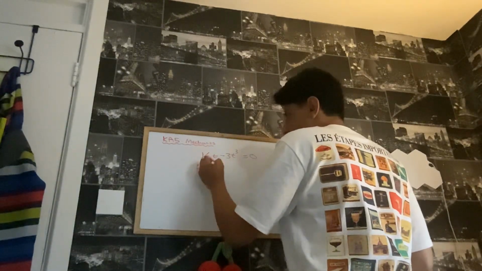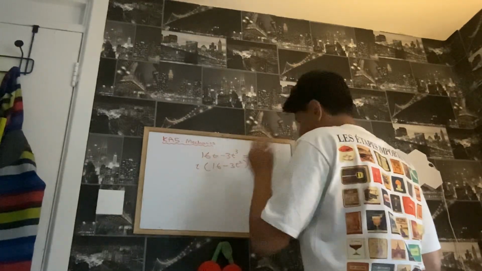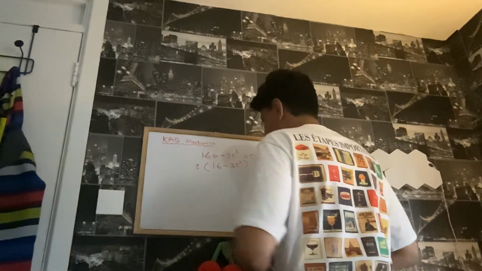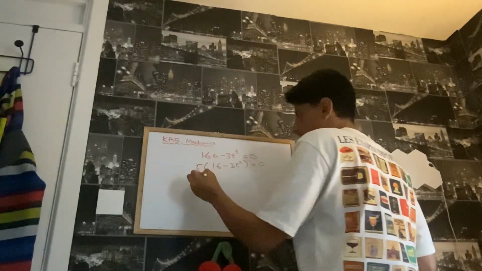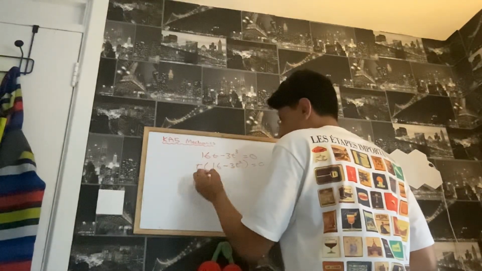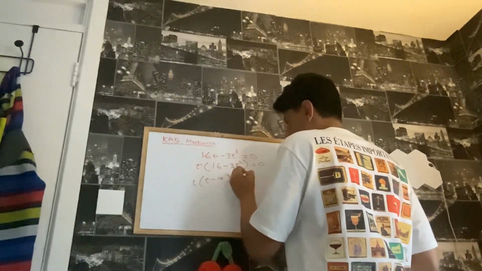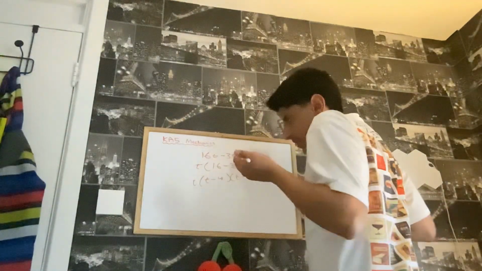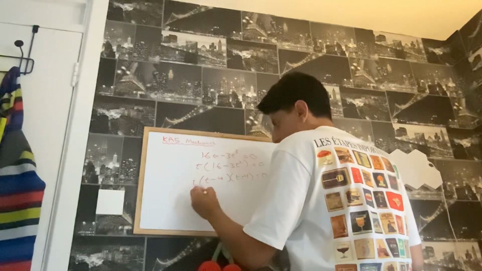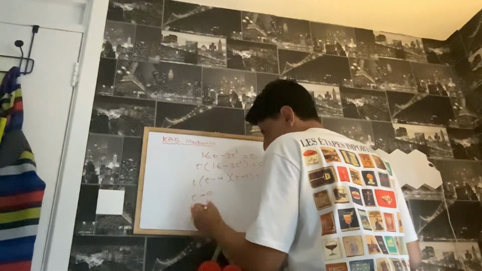Now we take out a t: t times (16 minus 3t squared). Really easy. You can pop this into a calculator if you want and get the answer. Factorising gives t, minus 4, plus 4 equals 0. This t has nothing, so t equals 0, t equals 4, t equals minus 4.